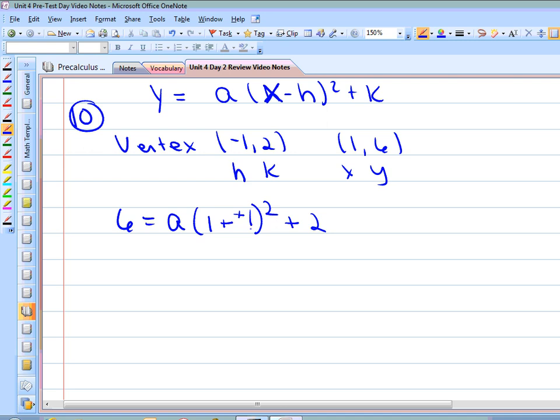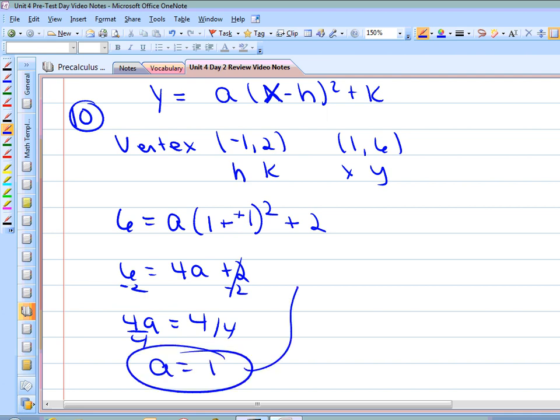So 1 plus 1 is 2. 2 squared is 4. So 4 times a. So we have 6 equals 4a plus 2. We're going to subtract 2. So we get 4a equals 6 minus 2, which is 4. Divide by 4 on both sides, and a is 1. Go over and write your equation.